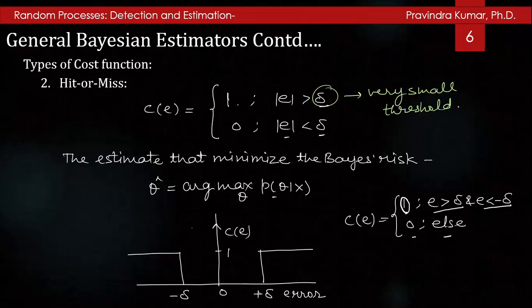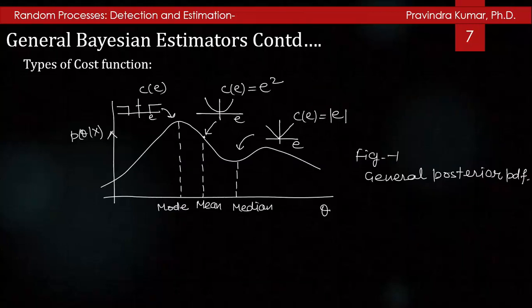And this is the mode of the posterior PDF. This is the mode of the posterior PDF. And for the Gaussian posterior PDF, the mean, the median, and the mode are identical. Of most interest are the quadratic and hit-or-miss cost functions, which together give three important cases of the estimator.